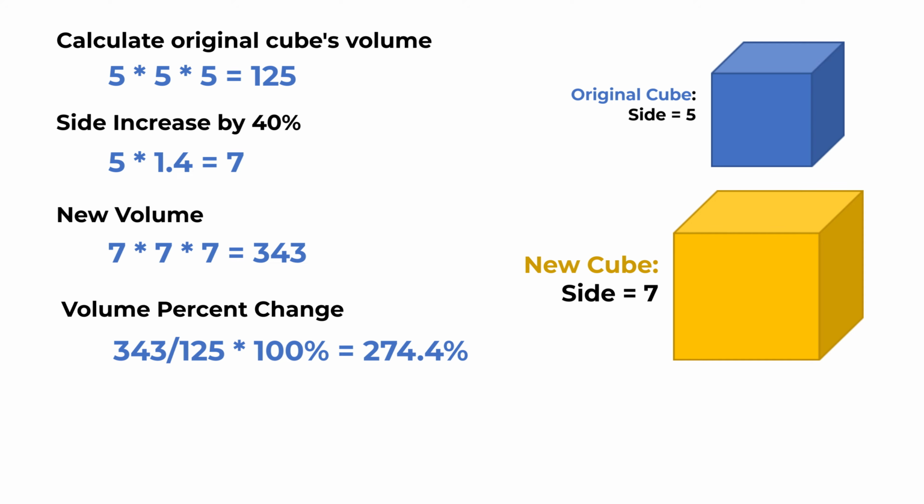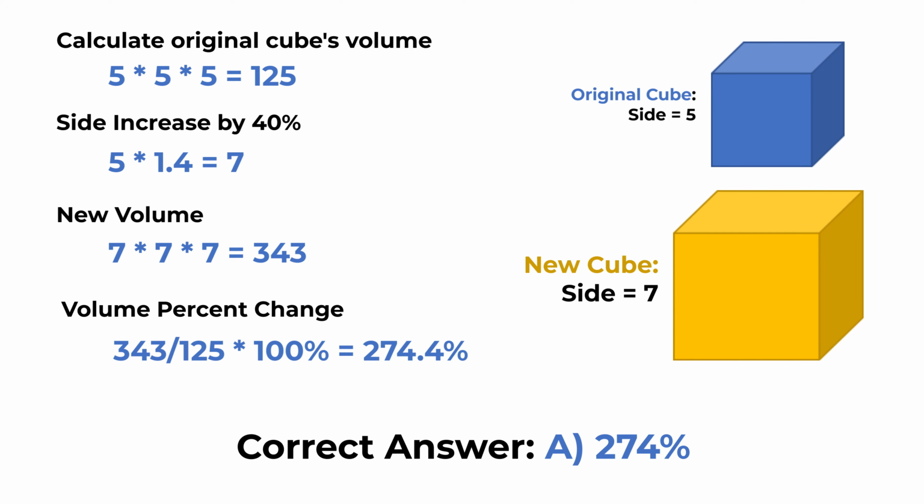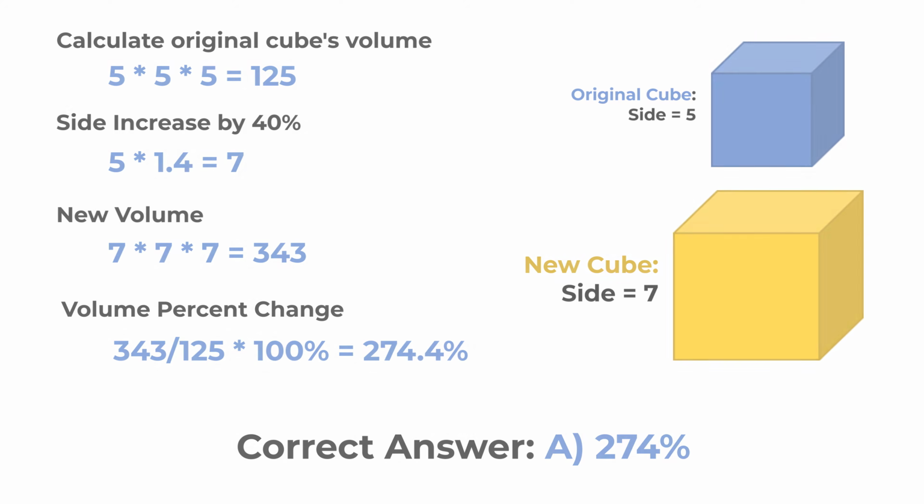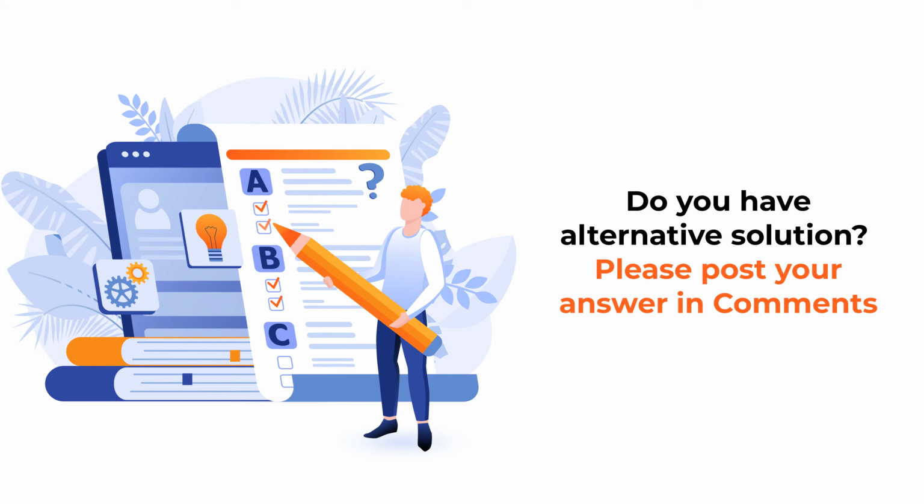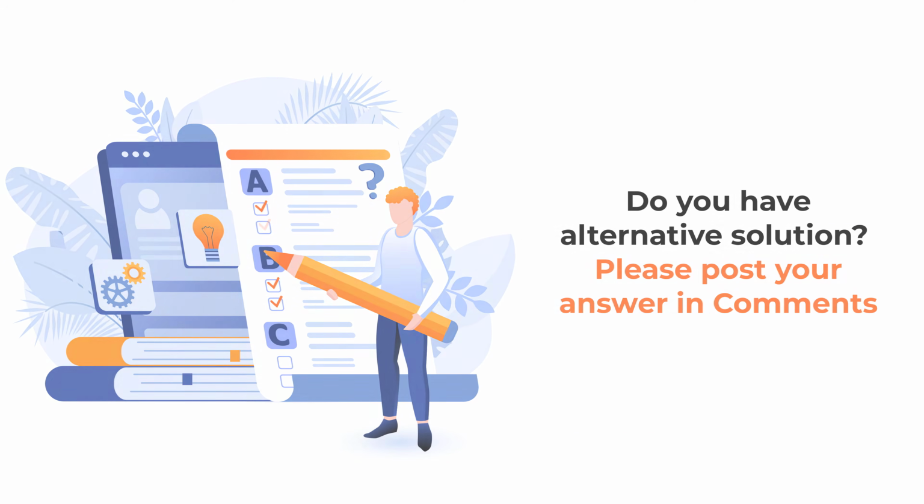The end result of this calculation is 274.4%. So the correct choice here is choice A, 274%. Hopefully you've nailed this question and now know how to answer similar problems on the test.